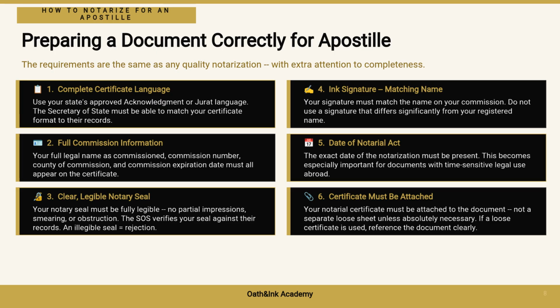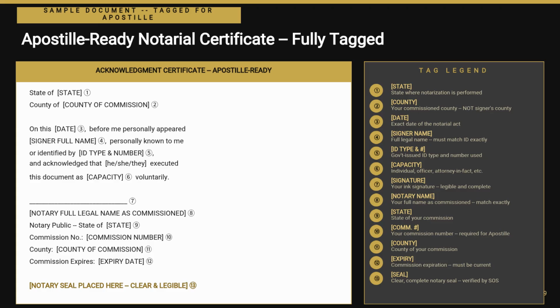These 6 requirements are what the Secretary of State is checking when they review your notarization before issuing the apostille. Get all 6 right and the process flows smoothly. Here is a complete, fully tagged Apostille-ready notarial certificate. Let's walk through each field and why it matters.